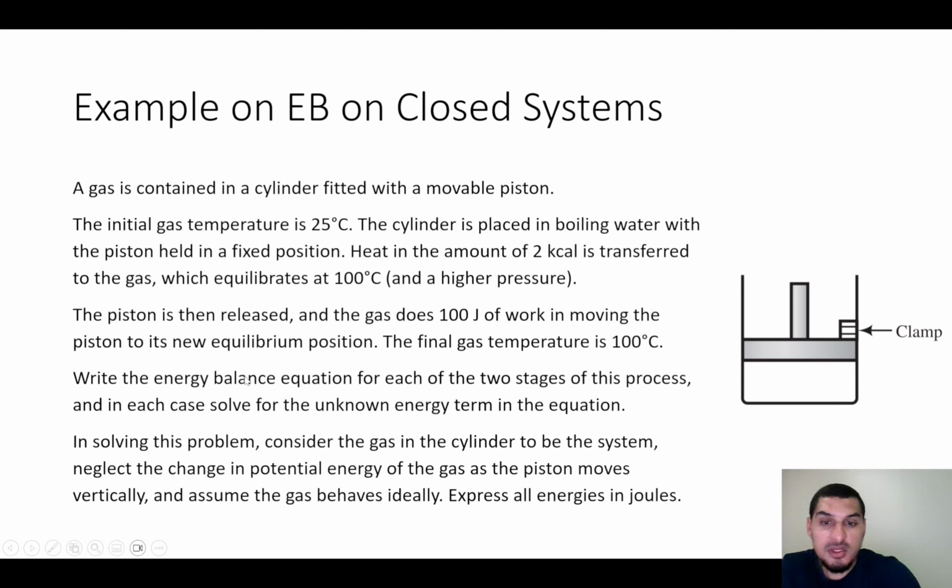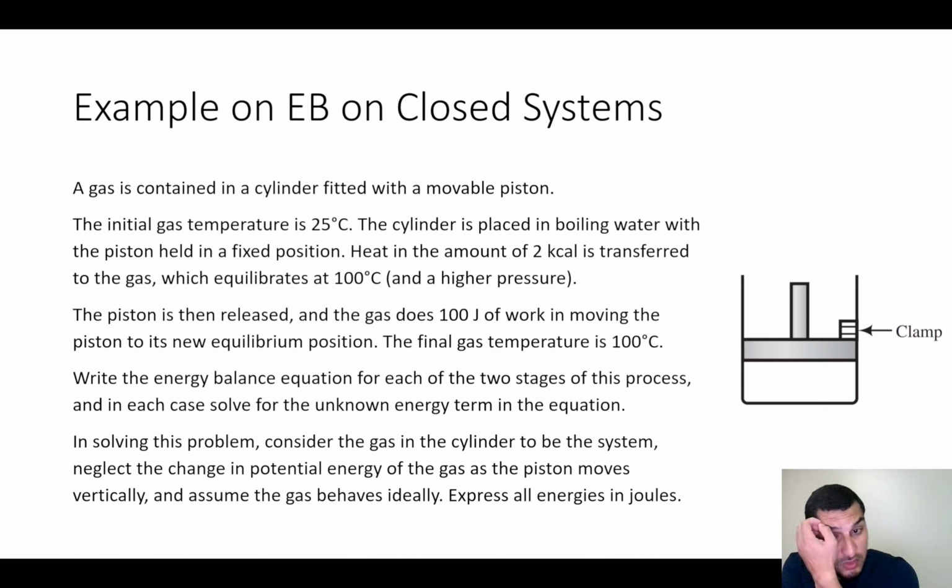So we need to write the energy balance equation for the two stages of this process, and in each case solve for the unknown energy term. So there is an energy term that we don't know for each case. The first is when the heat is transferred to the gas and the temperature is 100 and it's not moving, and then after motion, what happened to the system.